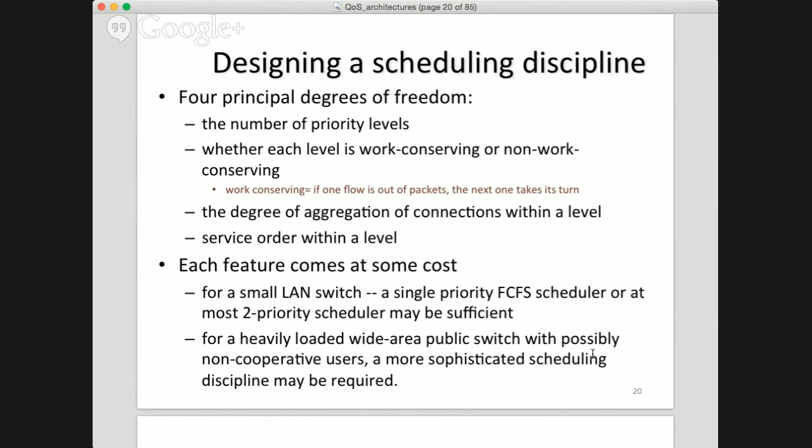is good enough. Or maybe I want to have a two priority scheduler. In one, I put all the batch processing traffic, like FTP or whatever. In the other one, I put all the interactive traffic, so Skype, but also web browsing and so on and so forth. However, if I'm going to a heavily loaded wide area public switch with possibly non-cooperative users, so users who try to cheat the system and misbehave, I definitely need a more sophisticated scheduling discipline.